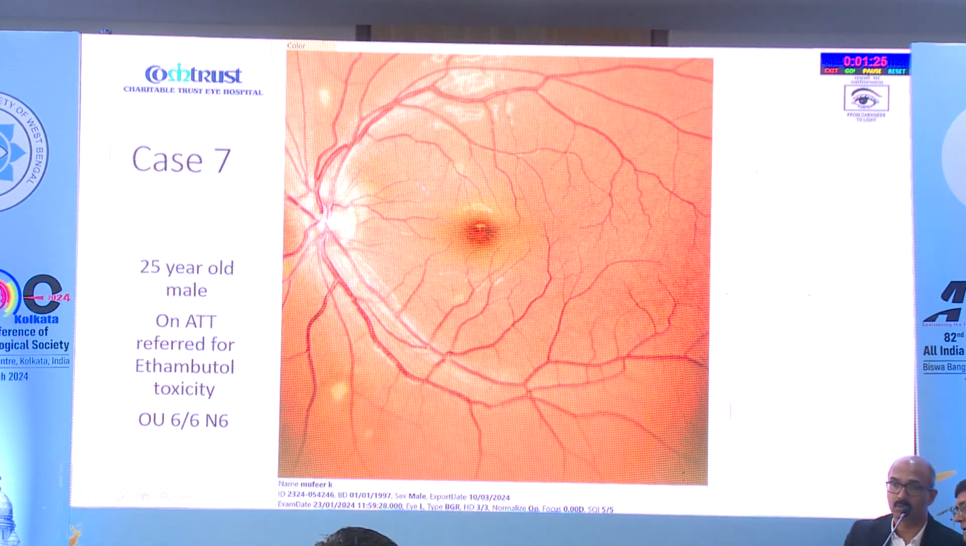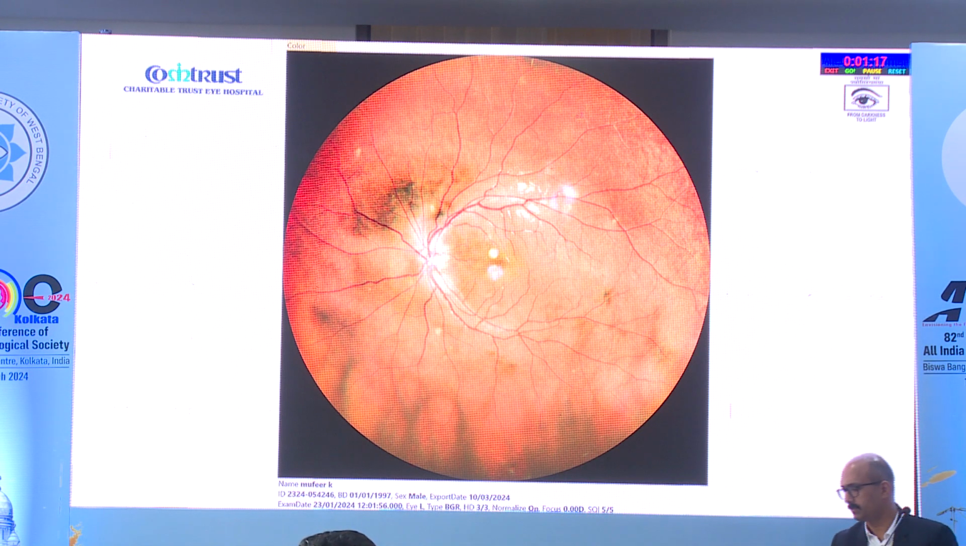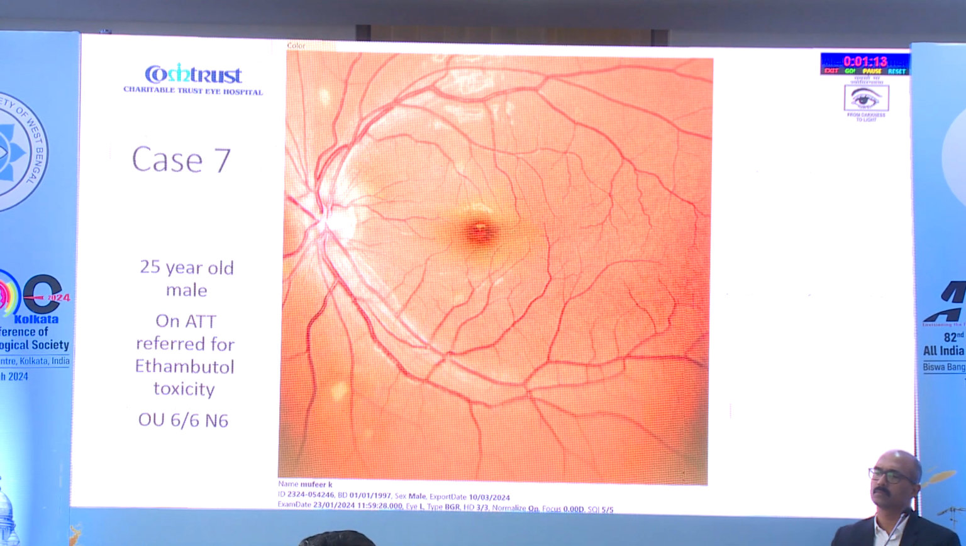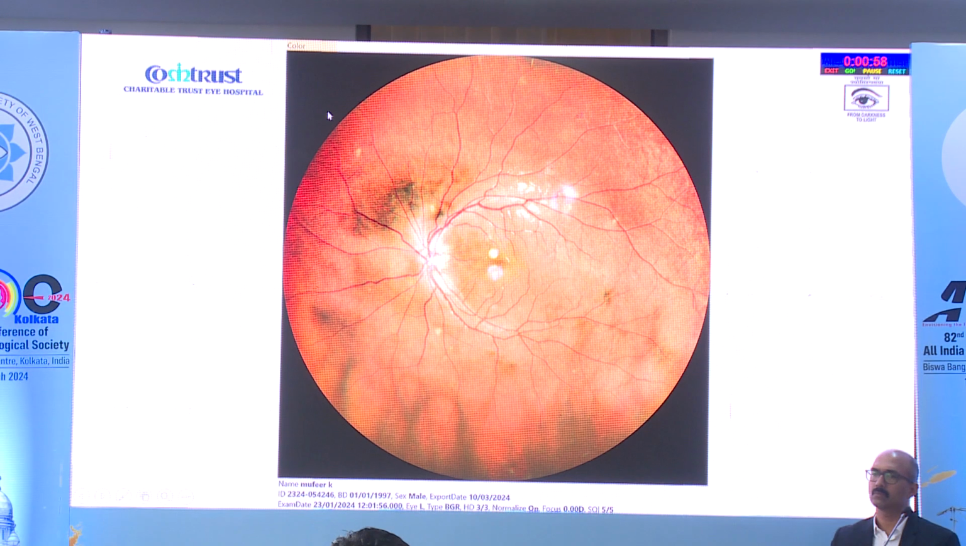And this was a 25-year-old male who was referred to rule out ATT toxicity because he was giving some visual symptoms. Actually, he didn't have ATT toxicity. He had 6/6 vision in both eyes. But what we saw on the fundus photograph were some small yellow dots, deep lesions, which were not very well defined on the wide-angle photo.